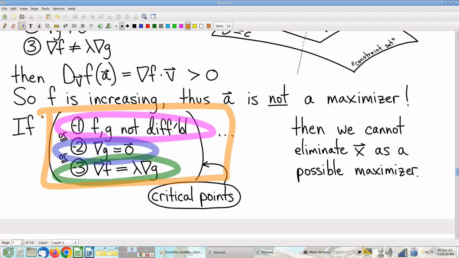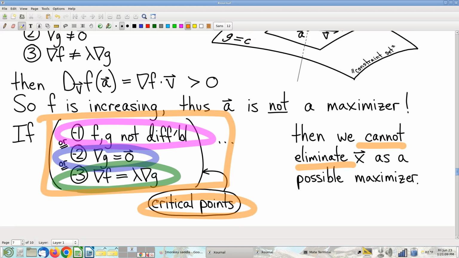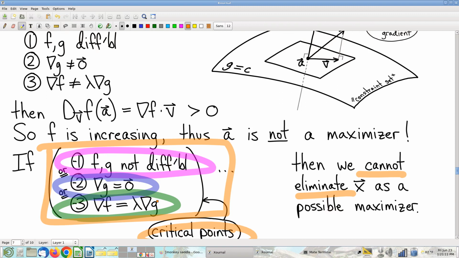Our argument fails. We can't eliminate it. Who knows what's going on at that point? Maybe it's a maximizer. I haven't got the slightest idea. Let's just call it a critical point and we'll deal with it later. Everybody happy? Yeah. What would it mean if the gradient of the level set was 0?